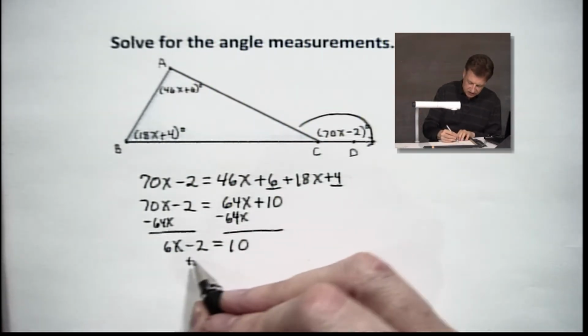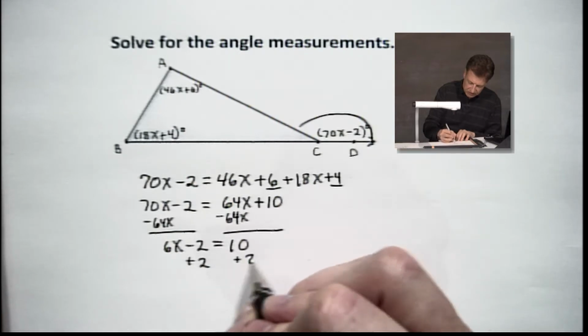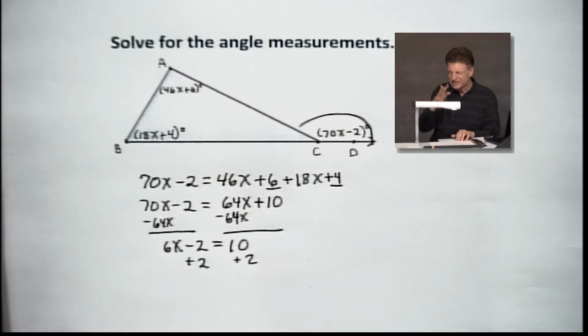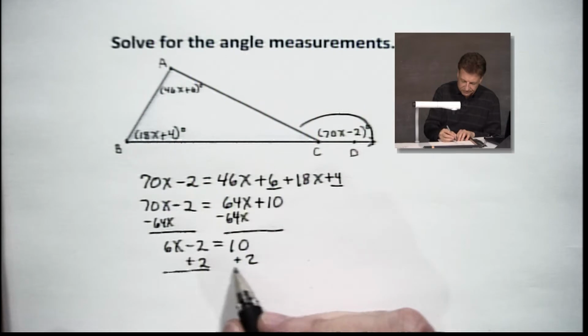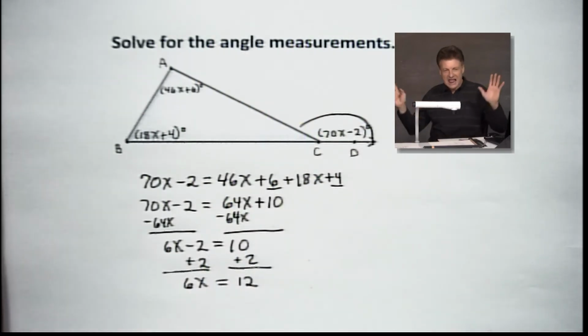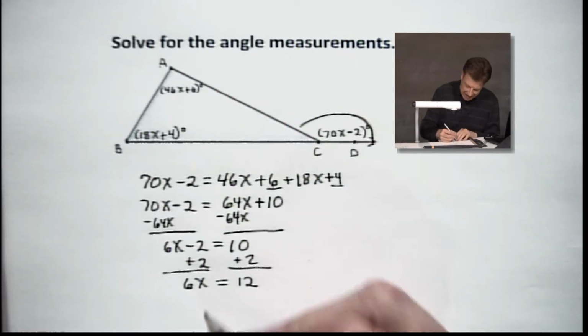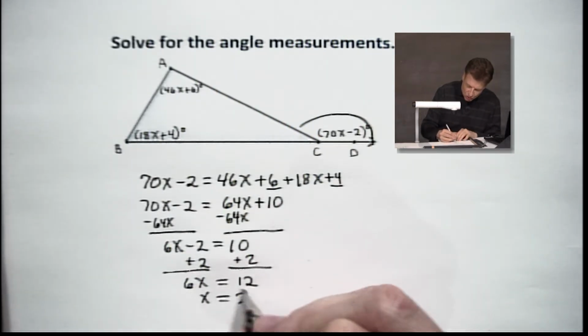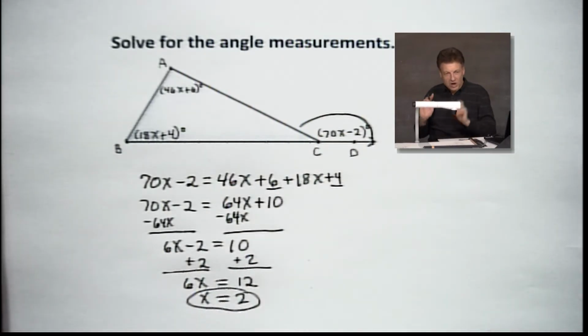Add your 2, both sides. Remember, that's a minus 2, so you got to add 2 to both sides. Addition property of equality working for you. And you got 6x equaling 12. I like it because x is going to come out even. It's going to come sweet. And actually a very small number. X is 2. Now, what are my angles?